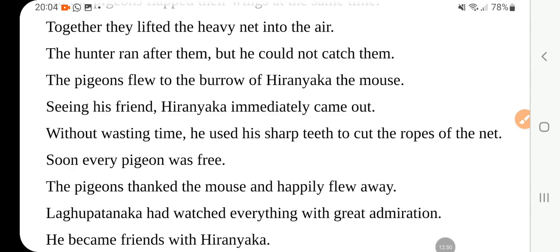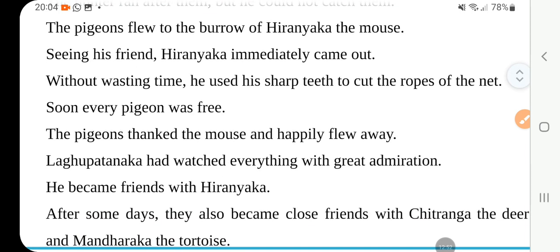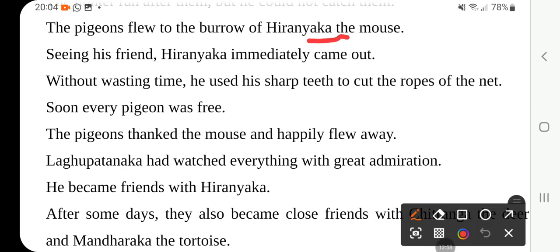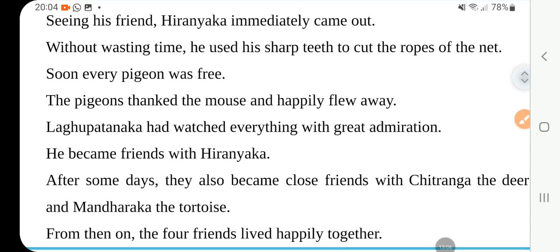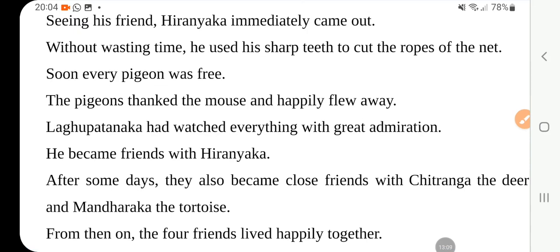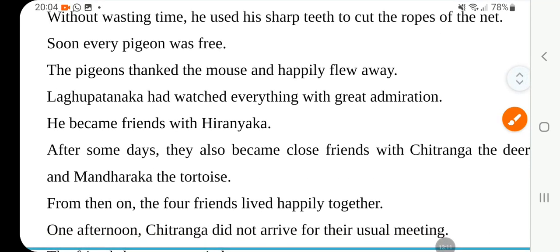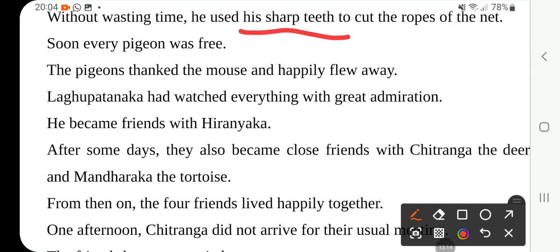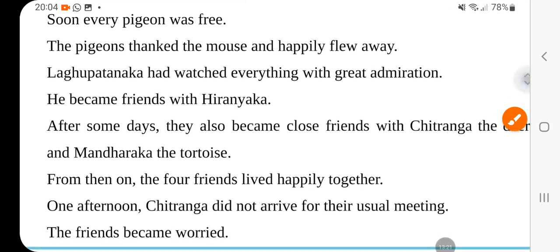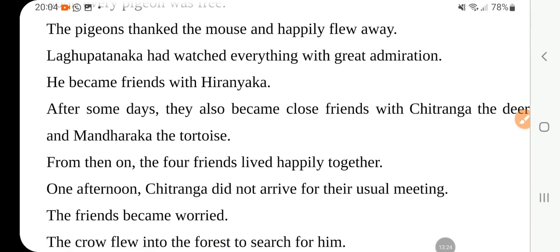The pigeons flew to the burrow of Hiranyaka, the mouse. Seeing his friend, Hiranyaka immediately came out. Without wasting time, he used his sharp teeth to cut the ropes of the net. Soon every pigeon was free. The pigeons thanked the mouse and happily flew away.